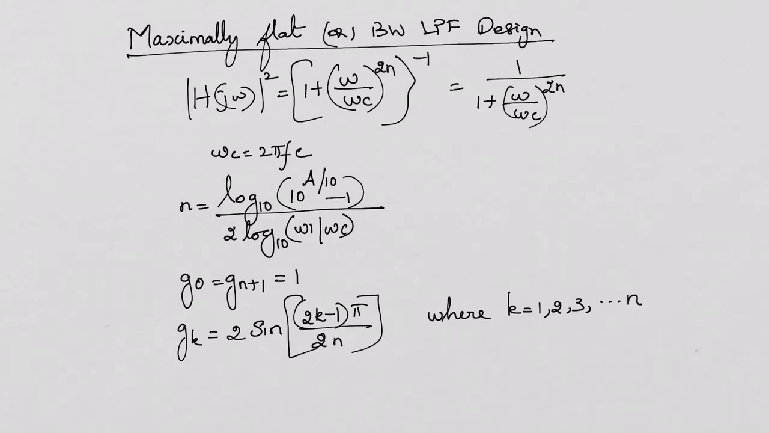The parameters G0 and Gn plus 1 are nothing but the source impedance and the load impedance, and we consider that the impedances are normalized. Therefore, G0 and Gn plus 1 are equal to 1. Gk in general can be expressed as 2 into sine of (2k minus 1) into pi divided by 2n, where k is equal to 1, 2, 3, up to n. Using this equation, we can determine the filter components, inductors and capacitors.